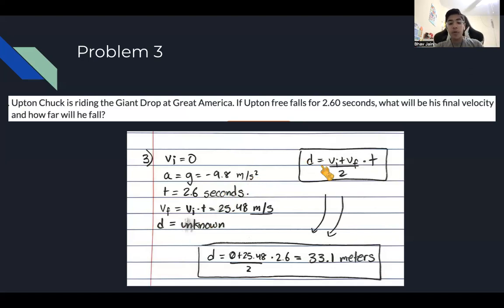So now we have to solve for the distance, which is vi plus vf over 2 times t. The distance here is unknown, so we substitute into this expression. We get 25.48 plus 0 over 2 times 2.6, which is equal to 33.1 meters, which is the distance. And we also know the final velocity.